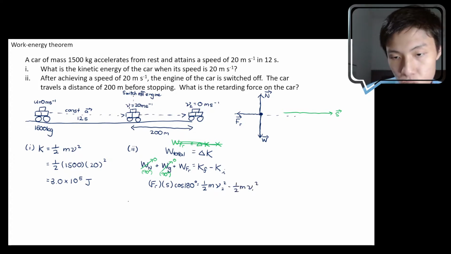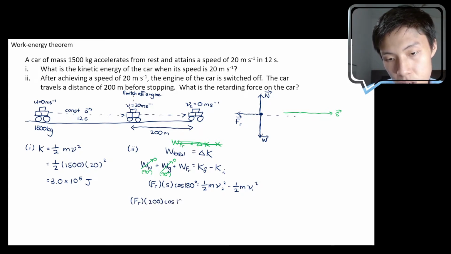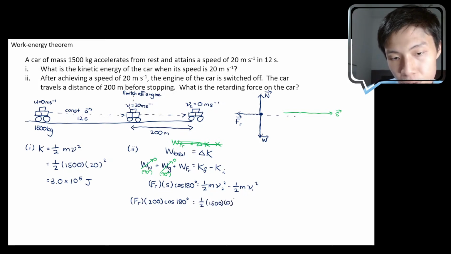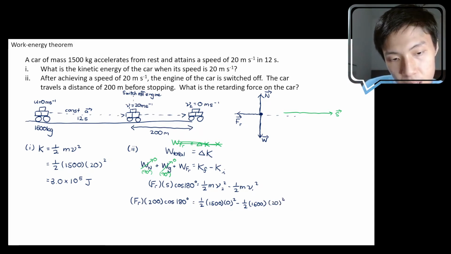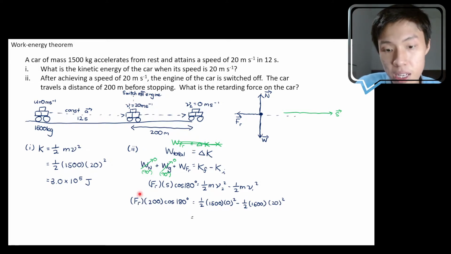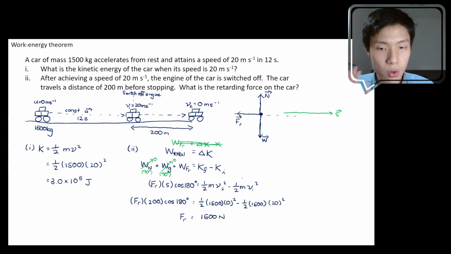Okay, so now let's move on to substitution. The magnitude of the retarding force we don't know, we leave it as Fr. The displacement is 200 meters, then cosine 180 degrees, equals half times the mass of the car, 1500 kg, times V2, the final speed, which is 0 because it comes to rest at the end, minus half times 1500 times the initial speed when you switch off the engine, which is 20 meters per second. So now the only unknown is the retarding force. You can use your calculator to calculate everything, and you find the magnitude of the retarding force to be 1500 Newton.